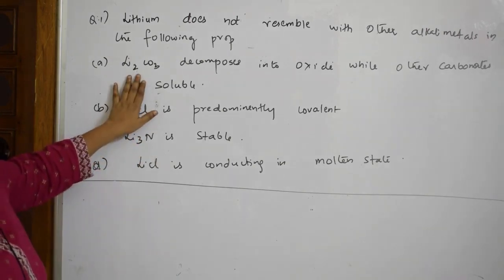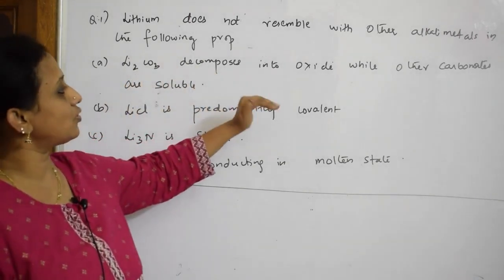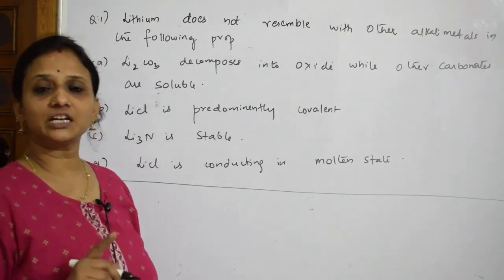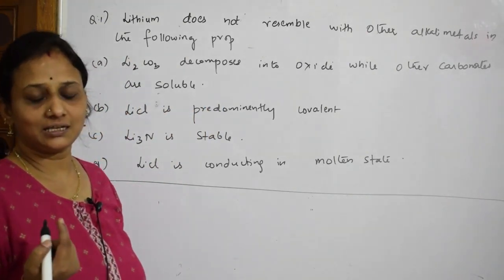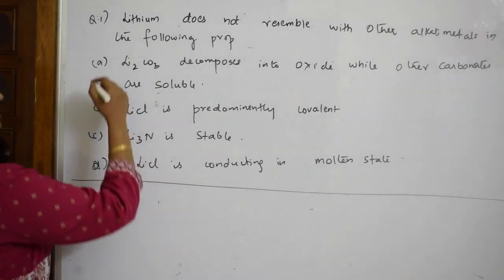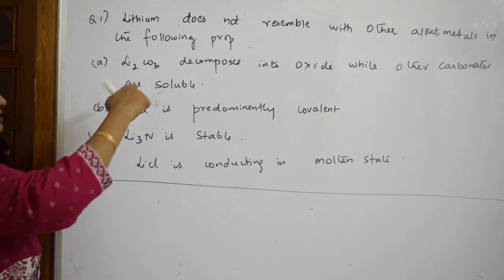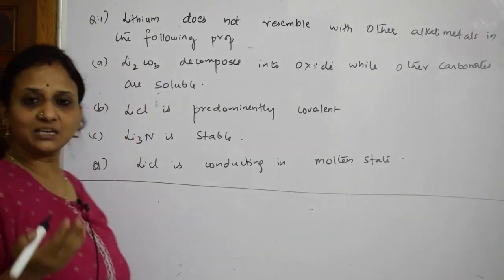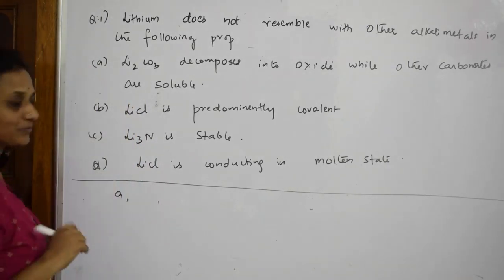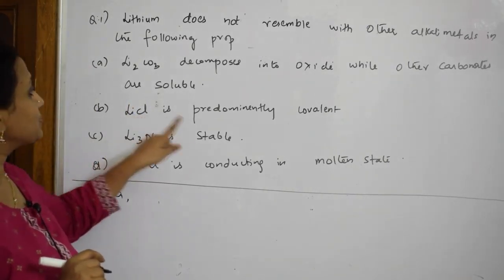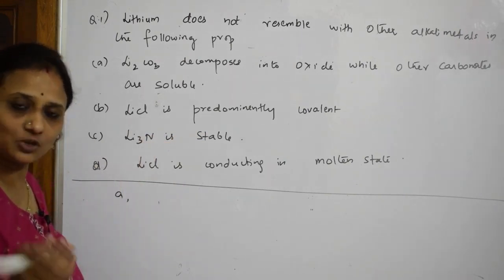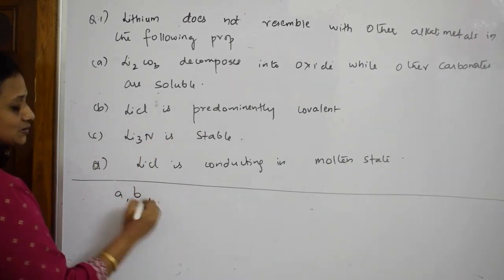Here the first point: Li2CO3 decomposes into oxide, unlike other carbonates, and is soluble. We have already studied that lithium carbonate decomposes into lithium oxide and carbon dioxide. So this statement is correct. Since the question asks which does not resemble, only lithium carbonate decomposes, while alkali metal carbonates do not decompose. So the answer is A. Next one: LiCl is predominantly covalent in nature. That's perfect, it is predominantly covalent in nature. So option B is also correct.